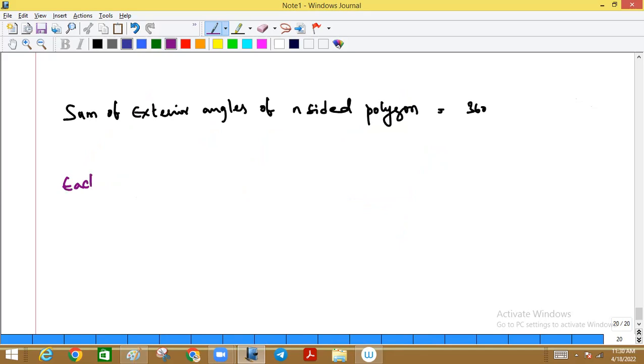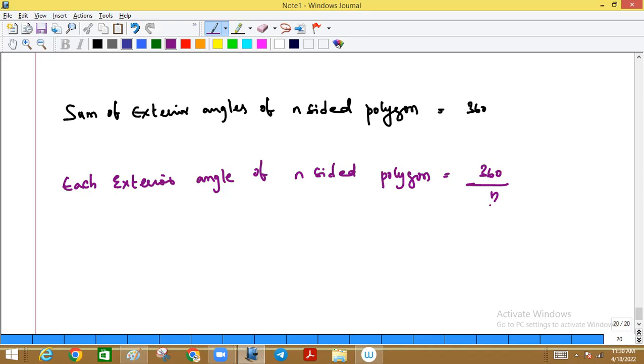Now, what is each exterior angle of an n-sided polygon? It is 360 divided by what? If there are 3 sides, you divide it by 3. If it is 4 sides, you divide it by 4. If there are 5, you divide it by 5. So finding exterior angles is extremely simple, yes or no? Because you just divide 360 by what?